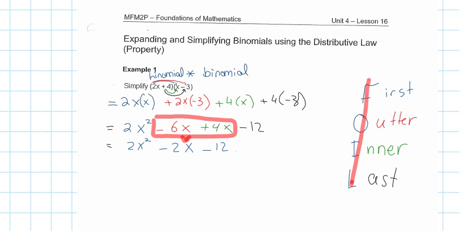And again, I usually skip this step right here. And I usually go 2x times x, that's 2x squared. 2x times negative 3, that's negative 6x. I usually skip that first step, okay? You guys need to know that, okay?